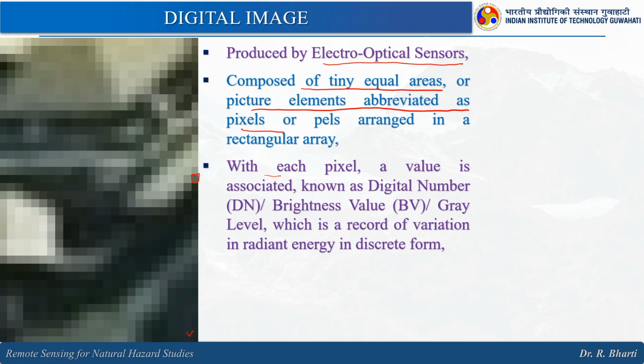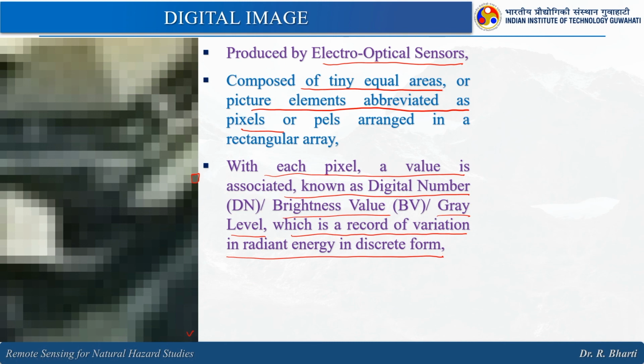So with each pixel a value is associated, known as digital number, brightness value or gray level. Any of these can be used to call the values associated with the pixel, which is a record of variation in the radiant energy in discrete form.